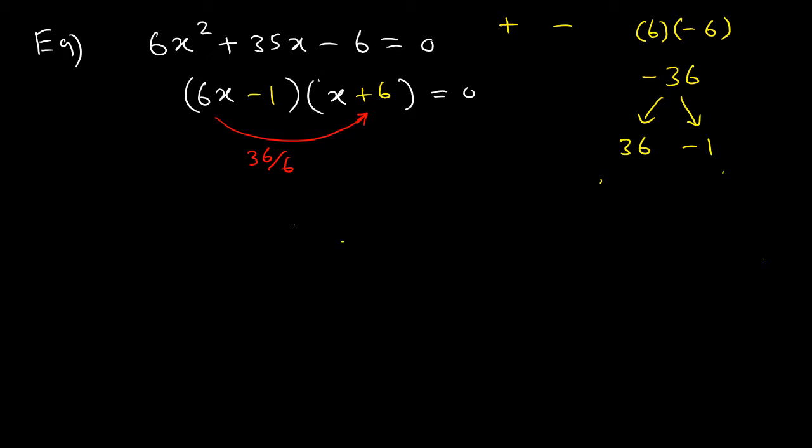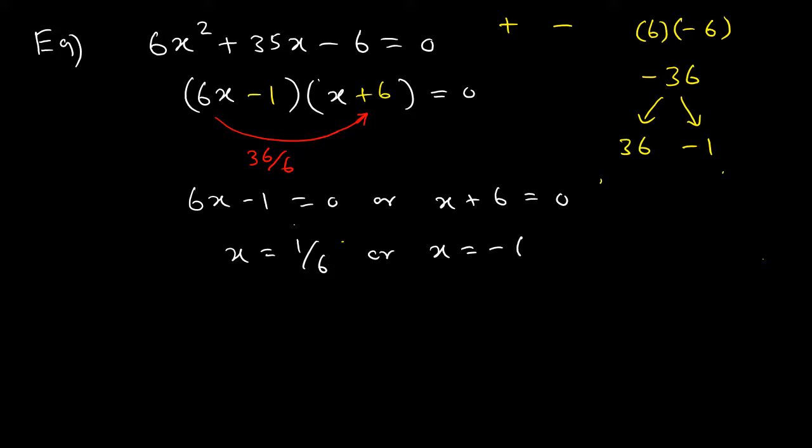Especially when you factor terms like that. So now we know what to do. We're going to set each of them equal to 0. So we have 6x minus 1 equal to 0, or x plus 6 equal to 0. Very easy. We can bring 1 to the other side and divide by 6. So you're going to get x equal 1/6, or we're going to bring 6 to the other side. That means negative 6. So those two are the solutions.